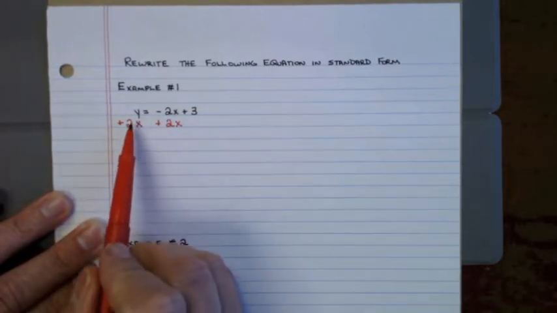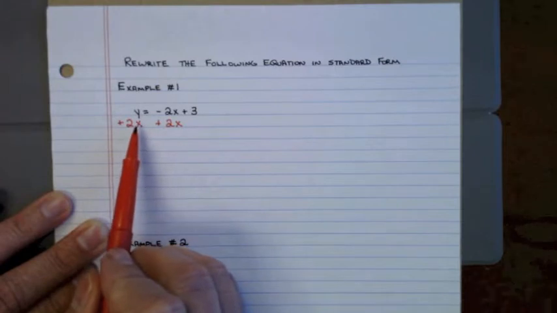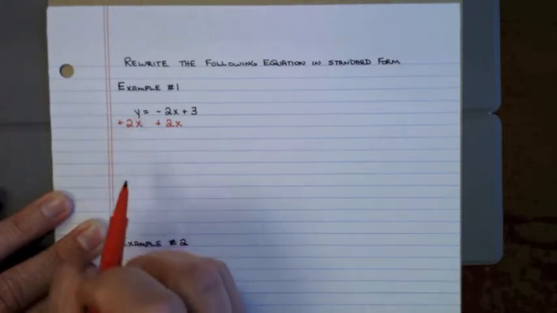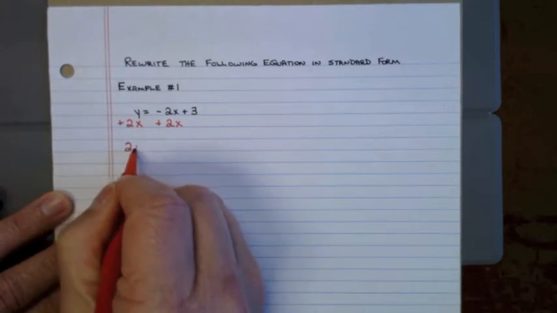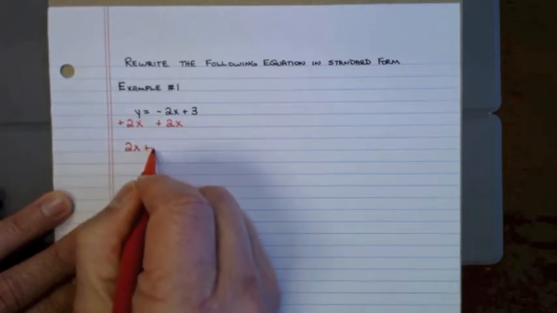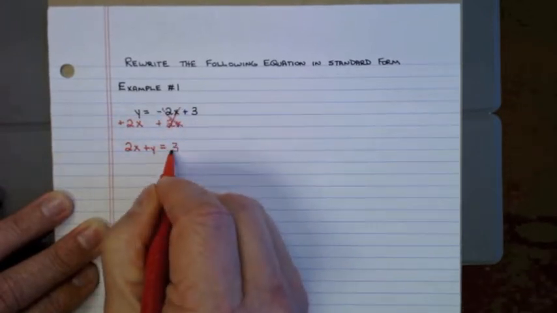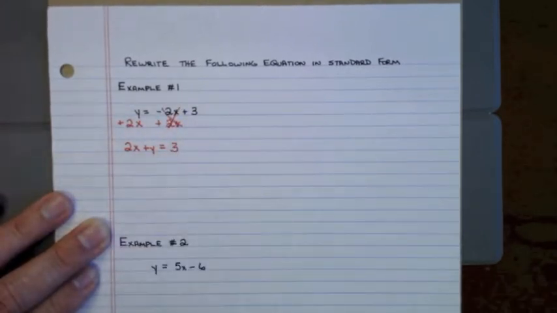These are not like terms. I can't put them together. So I need to put them in an order, and the order I put it in is alphabetical order. X's come before y's. So I'm going to write 2x plus y is equal to, that's eliminated, 3. So let's go through our rules again.